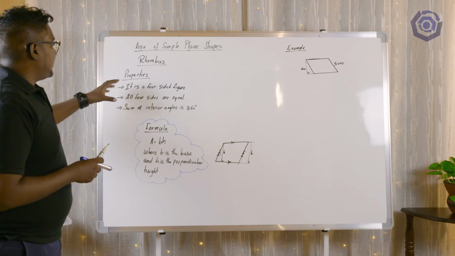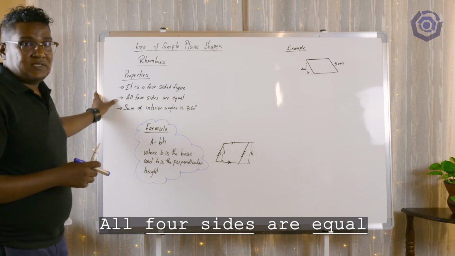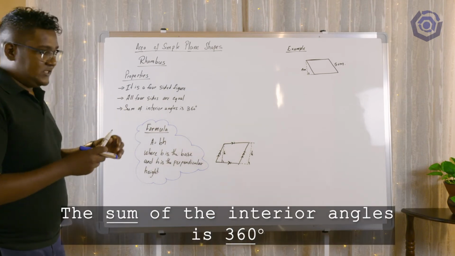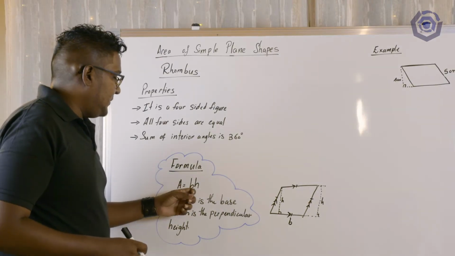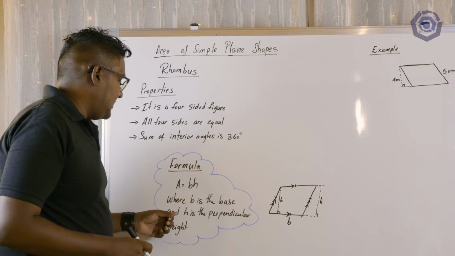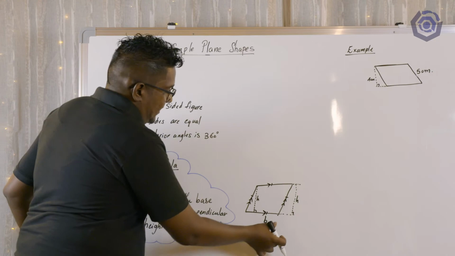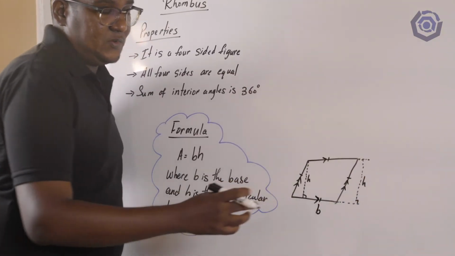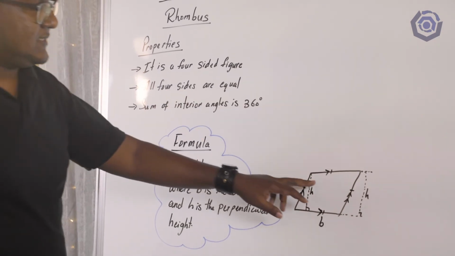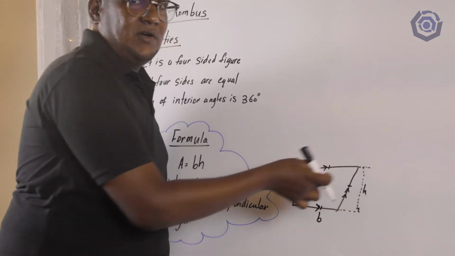The sixth shape that we will be looking at is the rhombus. Some basic properties of the rhombus: it is a four-sided figure. All four sides are equal, and the sum of interior angles is 360 degrees. The formula is A is equal to BH, where B is the base and H is the perpendicular height. And if you look here, one side is denoted as B, and then the height is either given inside or given outside. But since we have all four sides equal, this is a square that you just hold the top and you pull it across.